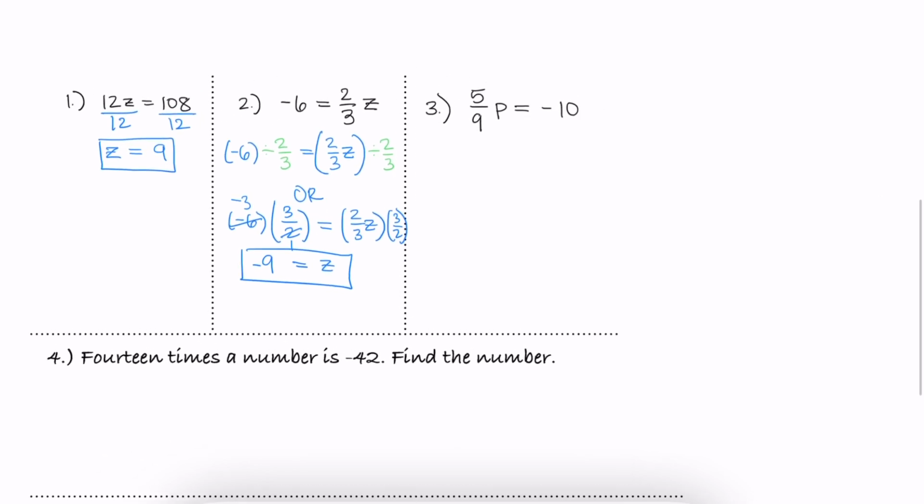Question 3 also involves fractions. I'm going to multiply by the reciprocal again here. You could also just divide by 5/9. 5/9 is being multiplied by p, and the inverse function would be division.